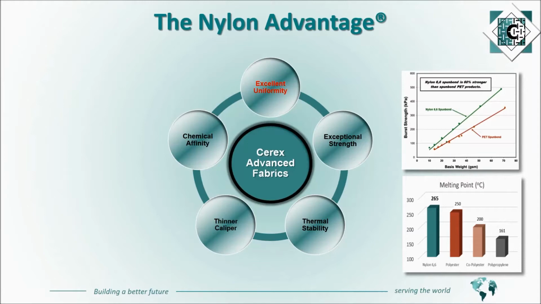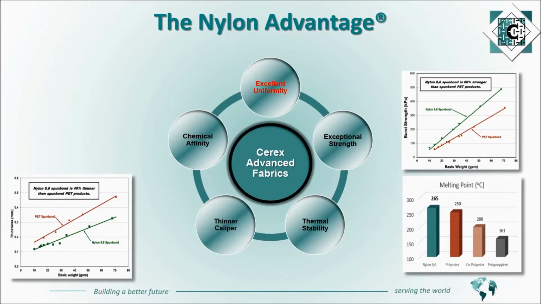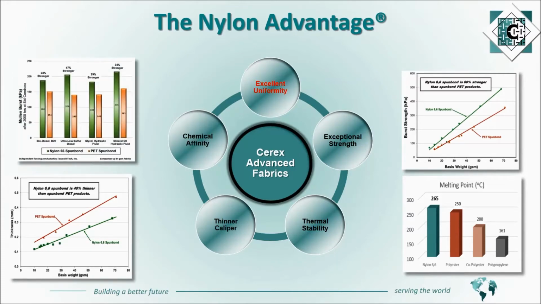It's 40% thinner than Spunbond polyester, which allows there to be more pleats and more surface area in the same size filter element. And finally, nylon has very good chemical compatibility with a variety of chemicals, and as you can see by this chart, it's more than 25% stronger than polyester after 2,000 hours of exposure to both diesel fuels as well as select hydraulic fluids. These advantages, combined with excellent uniformity, make nylon Spunbond a great filter media substrate.